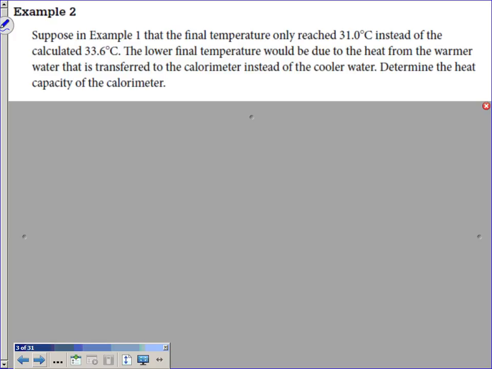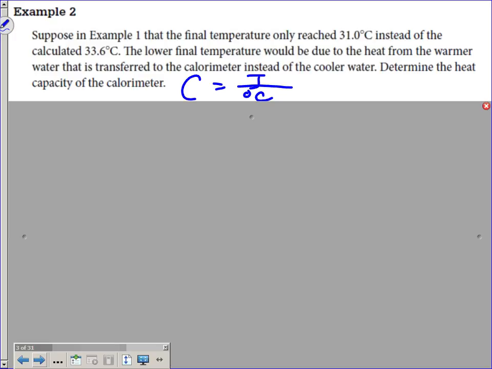Let's think first. In example one that we just did, the temperature only reached 31 degrees Celsius, not 33.6. The final lower temperature would be due to the heat from the warmer water being transferred to the calorimeter versus the cooler water. So what would be the heat capacity of the calorimeter? In the end, it's asking for heat capacity, right? Well, that's big C, equal to joules per degree Celsius. So we have to find these individual pieces, and then we're going to divide them.